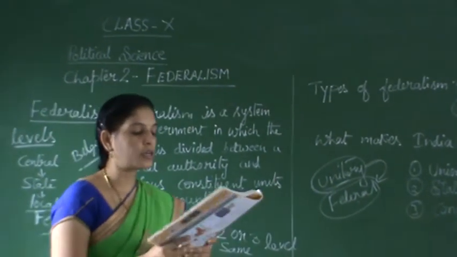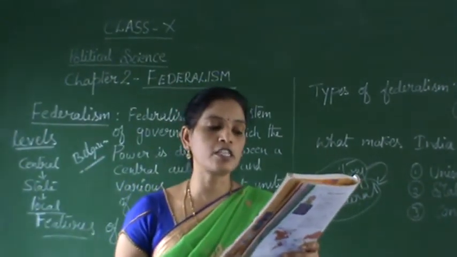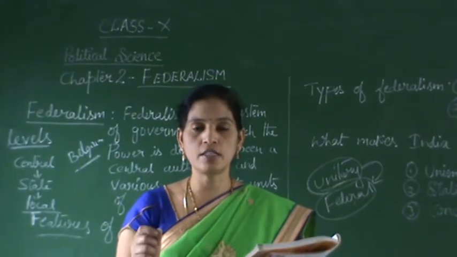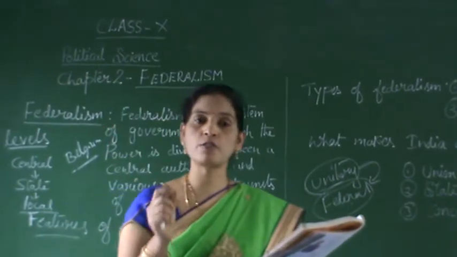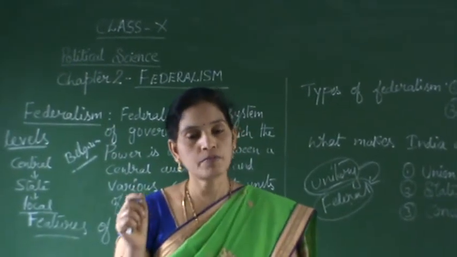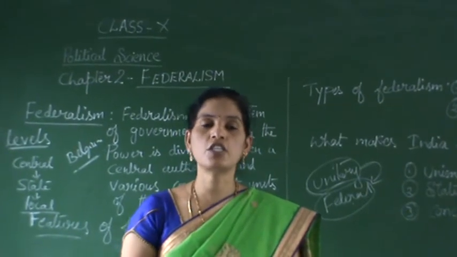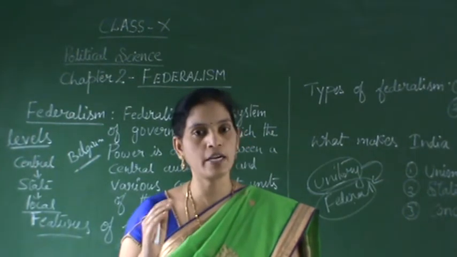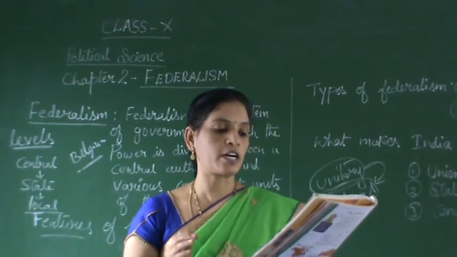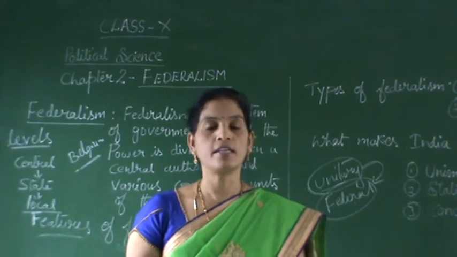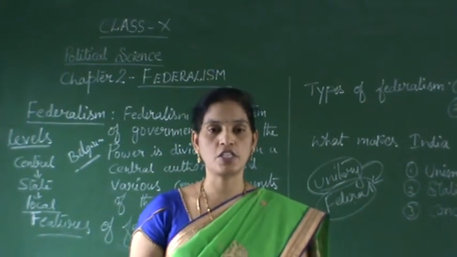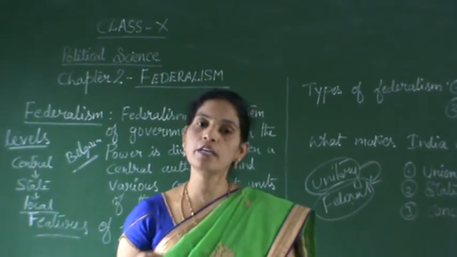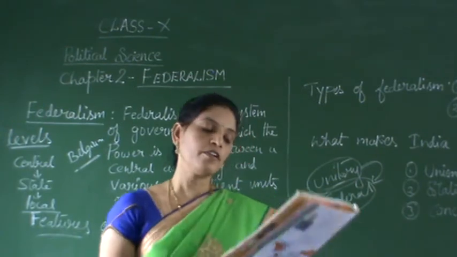Then coming to the third one: the jurisdictions of the respective tiers of government are specified in the constitution. The jurisdictions are specially mentioned in the constitution. It is clearly mentioned what sort of jurisdiction is to be followed by whom, and these jurisdictions are constitutionally guaranteed. They are authorized in the constitution. This is the third feature of federalism.